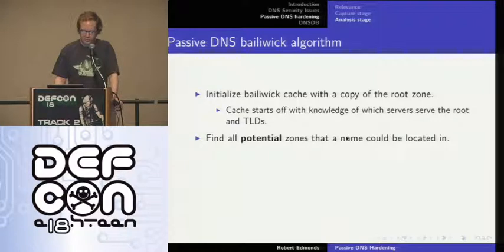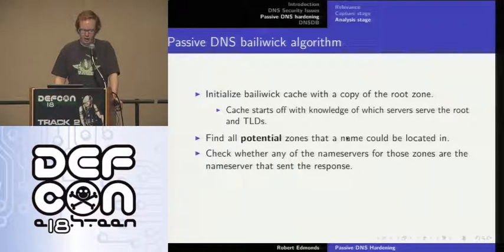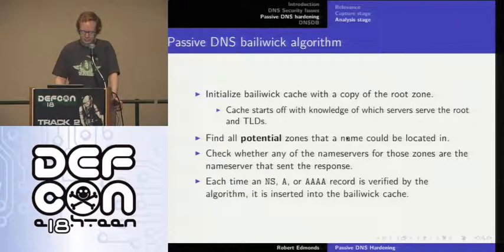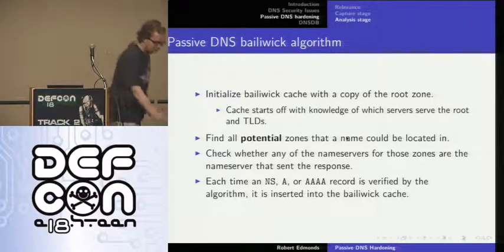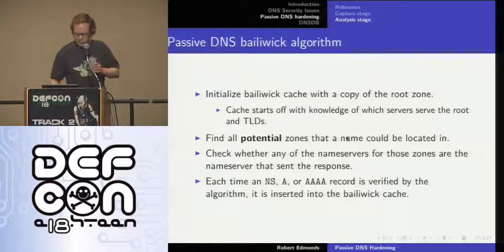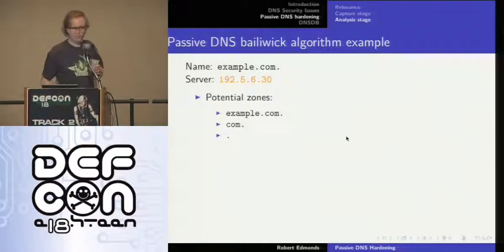Then, when we want to verify a given name against a given name server address, we find all the possible zones that the name could be located in, and whether the name server address in the response packet matches any of the addresses that are name servers for these possible zones. And finally, each time the algorithm successfully verifies an NS, A, or quad A record, that record is then inserted into the bailiwick cache. We're going to skip through the algorithm examples because they take a real long time to explain, and we want to get to the demos.